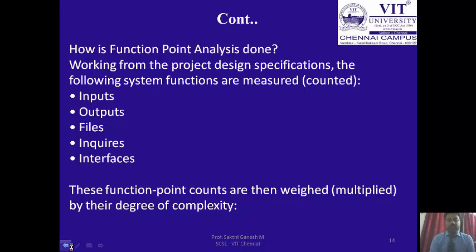So these function point counts are weighted and multiplied by the degrees of complexity. So we'll find the degree of complexity and we'll sort it into simple, complex, and average. So we'll find that some components of the inputs will be simple, some components of output will be average, and some components of files will be complex. So we'll divide the categories into 3 sectors: simple, average, and complex.